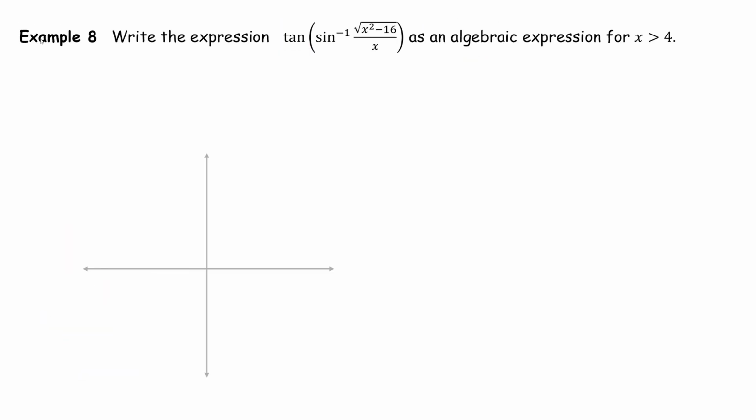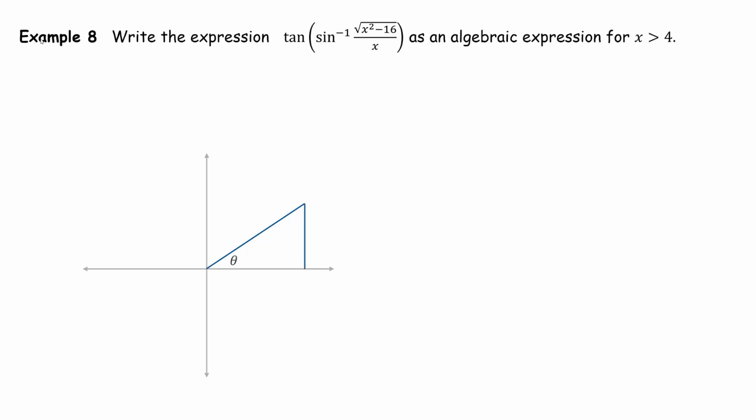Okay, example 8, write the expression tangent of the angle whose sine is square root of x squared minus 16 over x as an algebraic expression for x greater than 4. All we need to do is figure out what quadrant it's in, and then we can figure out its tangent. The angle whose sine is square root of x squared minus 16 over x, where x is greater than 4, is going to be positive. It's a positive value, so it's going to happen in the first quadrant.